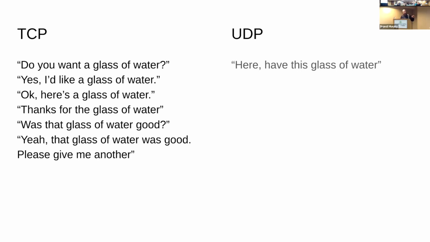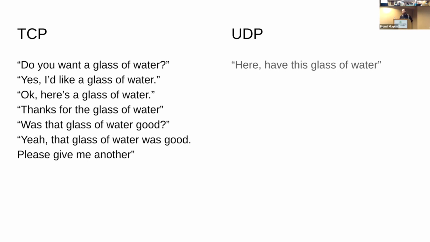So an example here for TCP is that first connection, the first part of the connection is, do you want a glass of water? And the destination says, yes, I would like it. Okay, here's a glass of water. And the destination says, thanks for the glass of water. And then, was the glass of water good? And destination, yeah, that glass of water was good. And that destination again says, please give me, apparently very thirsty.